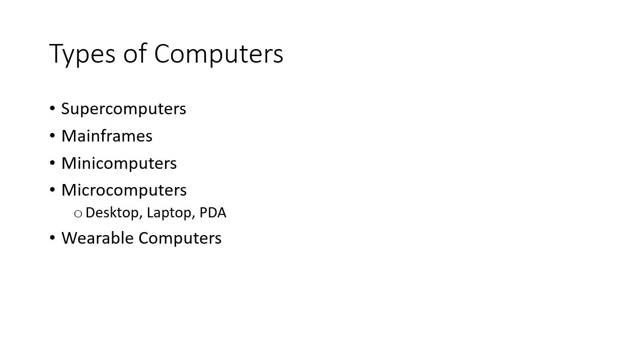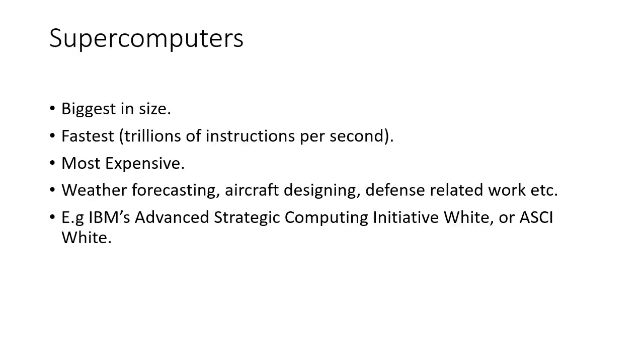Supercomputers, mainframes, mini computers, microcomputers, and wearable computers. Supercomputers. As the name suggests, they are the biggest in size. They are also the fastest because they can process trillions of instructions per second. And they are the most expensive computers because with that much processing power, there will be a greater cost, and you have to understand that. Weather forecasting, aircraft designing, defense-related work, these are some of the areas where we use supercomputers.